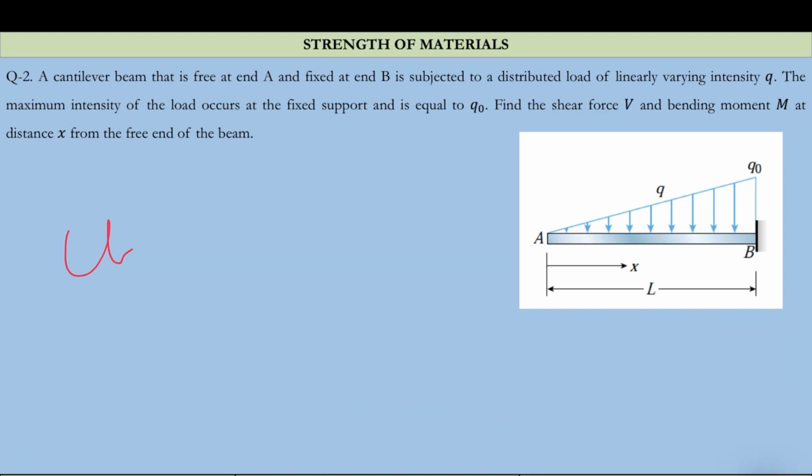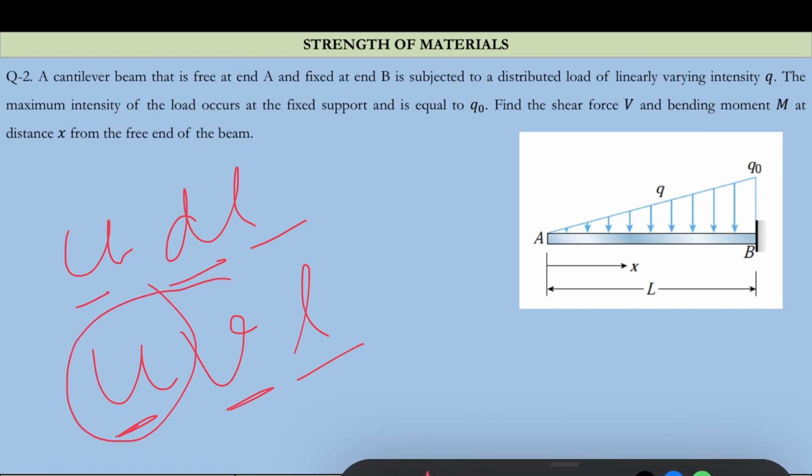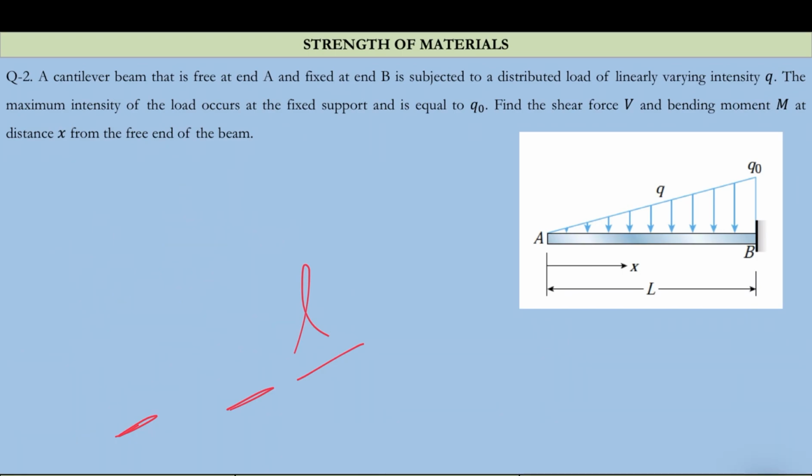The intensity is a uniformly varying load, UVL. We used to have UDL, uniformly distributed load. This is UVL, uniformly varying load. It is varying, but the variation is uniform, a linear variation. So what is being asked in the question? Find the shear force and bending moment at a distance A from the free end.